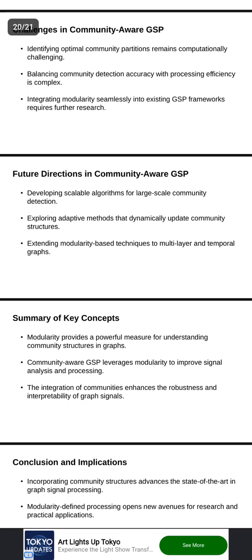Future directions in community aware GSP. Developing scalable algorithms for large scale community detection, exploring adaptive methods that dynamically update community structures, and extending modularity based techniques to multi-layer and temporal graphs.